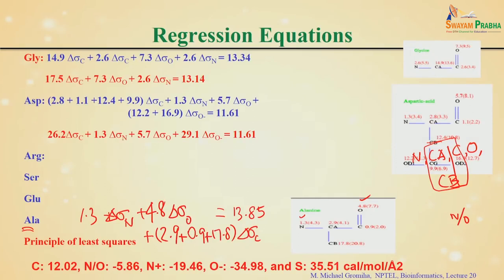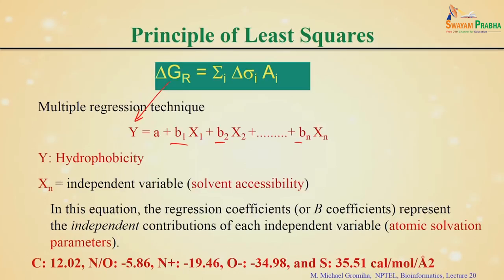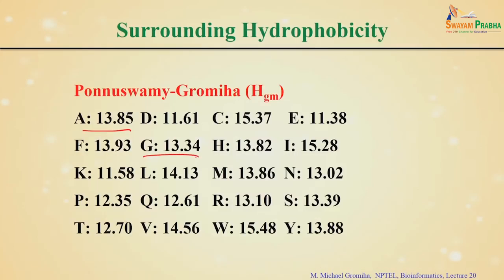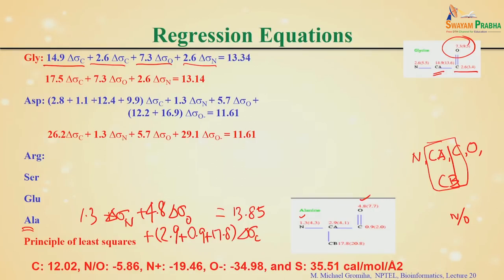For glycine, if you see, this is the C, 14.9 delta sigma C, and 2.6, this is also C, and O is 7.3, so 7.3 O, and N is 2.6 sigma N. What is the value for glycine? We get glycine equal to 13.34, so in this case it is equated to 13.34. Likewise you can do it for all the 20 different amino acid residues. If we take glycine, you have the data only for delta sigma C and delta sigma N and O, so only two variables, and you get the equation. Likewise alanine, you get two variables.